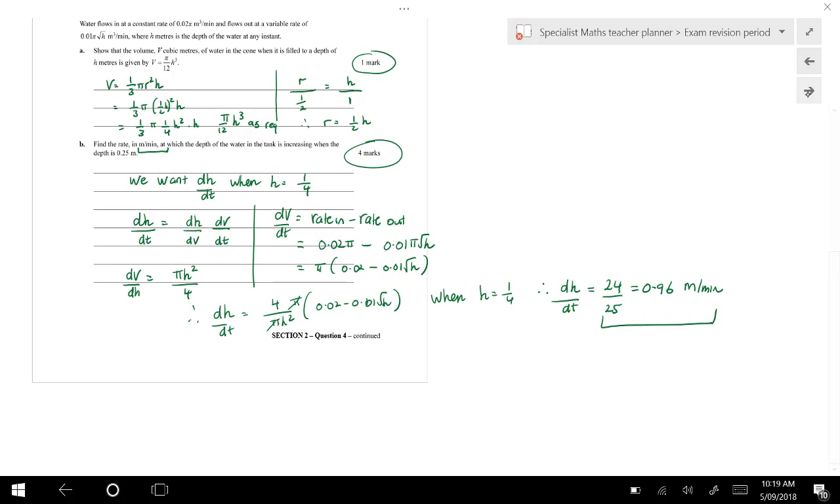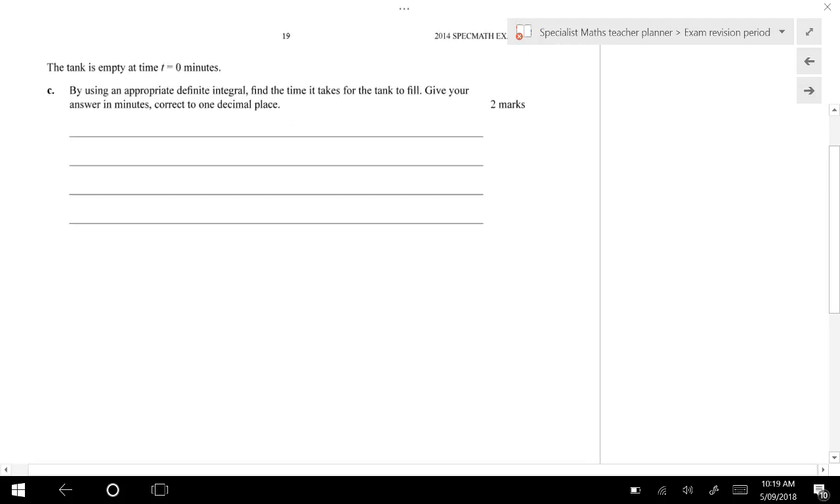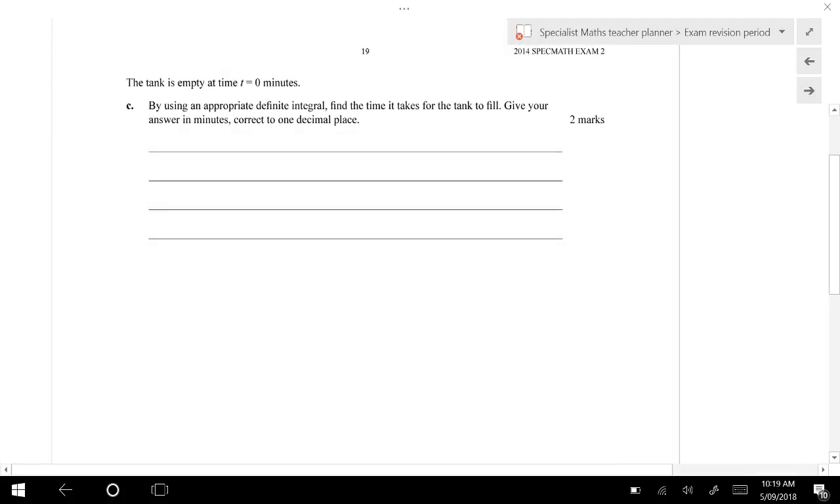There's no rounding. Okay? Now, when the tank is empty at time equals 0, by using an approximate definite integral, find the time it takes for the tank to fill. Now, we've just found an expression for dH/dt. So if we have a look over, dH/dt is 4 over h squared times 0.02 minus 0.01 root h.